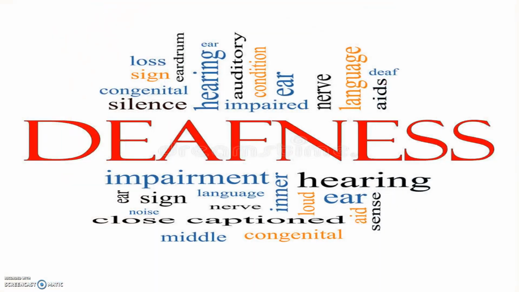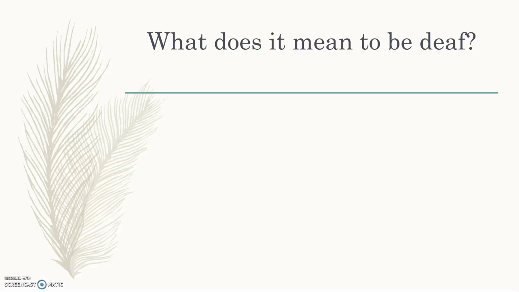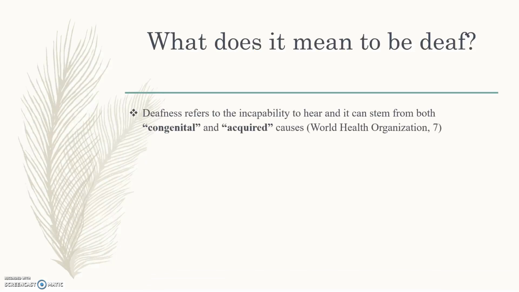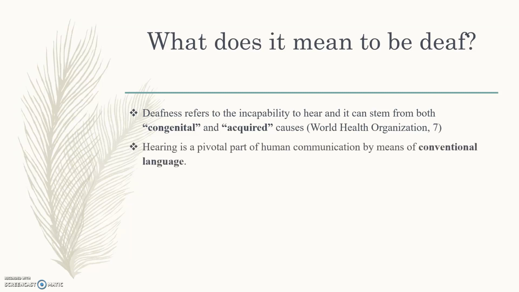So let's begin in terms of thinking about deafness. What do we understand by deafness? So what does it mean to be deaf? Deafness refers to the incapability to hear, and it can stem from both congenital and acquired causes. Congenital meaning from birth, acquired meaning later on in life. So, for instance, damage to your ear or that entire auditory apparatus. Hearing in general is a pivotal part, actually, of human communication by means of conventional language. So that directly refers to spoken language.